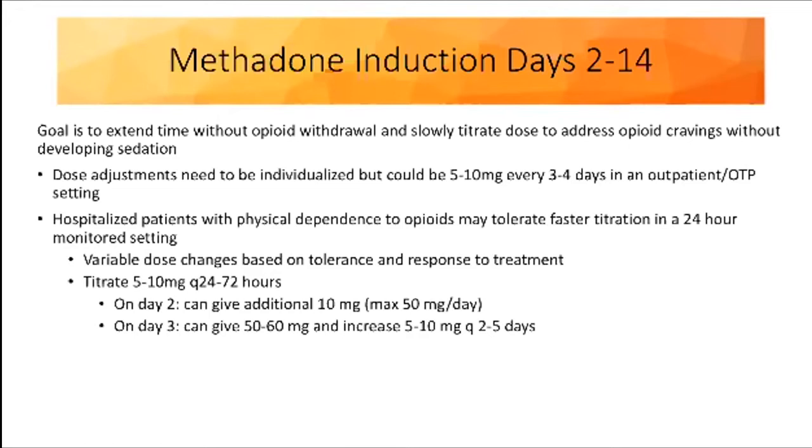On day 2, it's usually advisable to max out at 50, just because of the variable half-life elimination there. Then on day 3, you can give 50 to 60, so a 60 ceiling there. And then every 2 to 5 days, increase 5 to 10 milligrams.